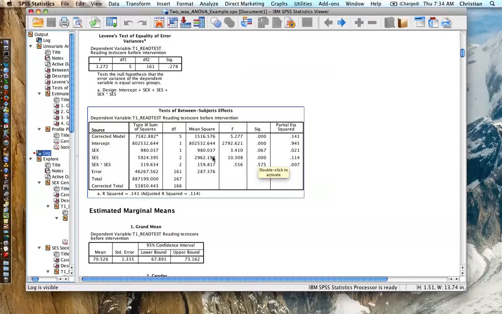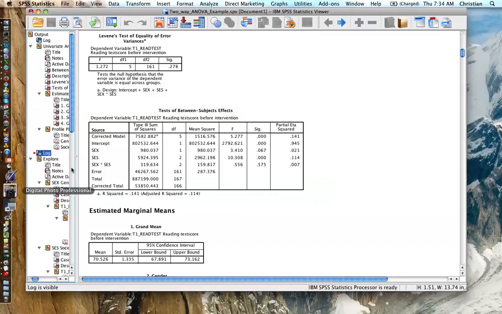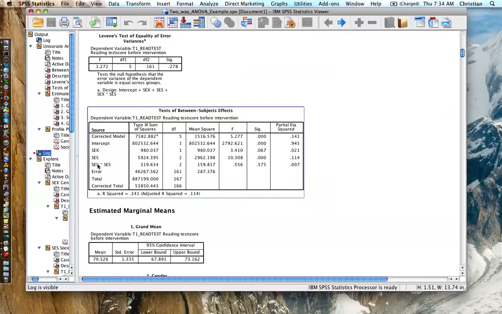So it's very likely that there is actually a difference, so therefore we reject the null. We reject the null hypothesis. We go with the alternative hypothesis. We assume there will be a difference. And then for the next main effect, for the SES, that was it.